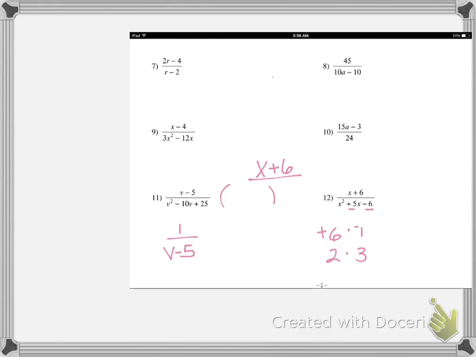So I put my two parentheses down, throw those x's, don't forget, positive 6, negative 1. And look at that, those cancel out, leaving me the final answer of 1 over x minus 1. So you'll see that as you continue on and factor more, you just use the different methods of factoring that you've learned.